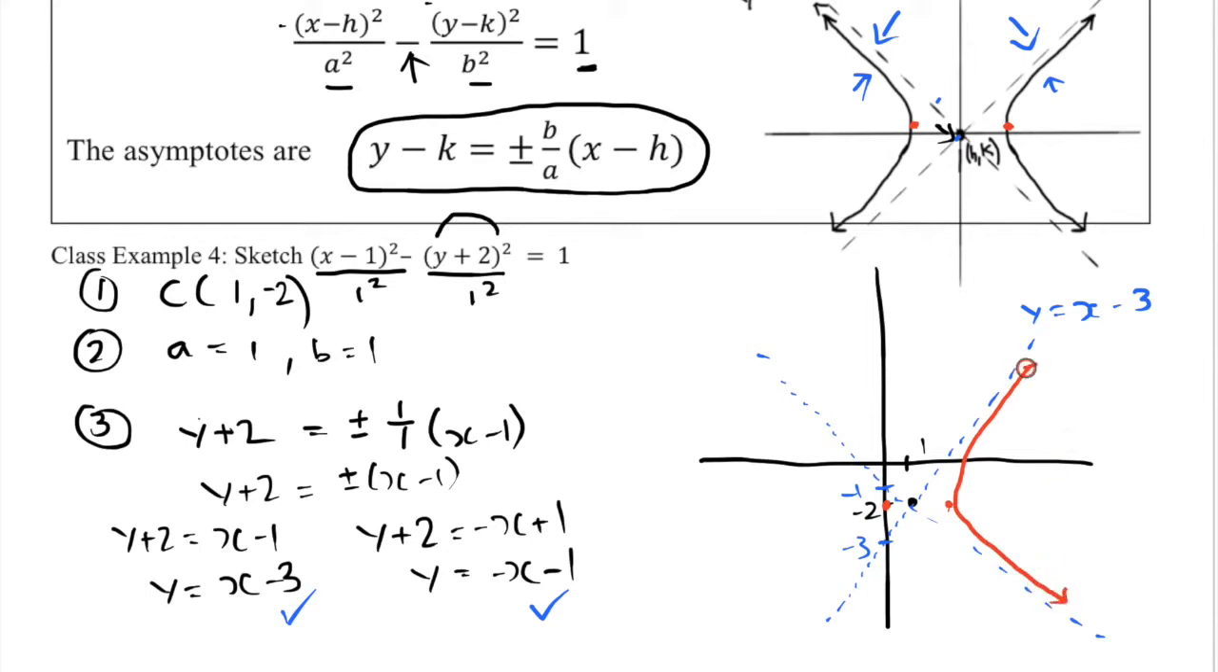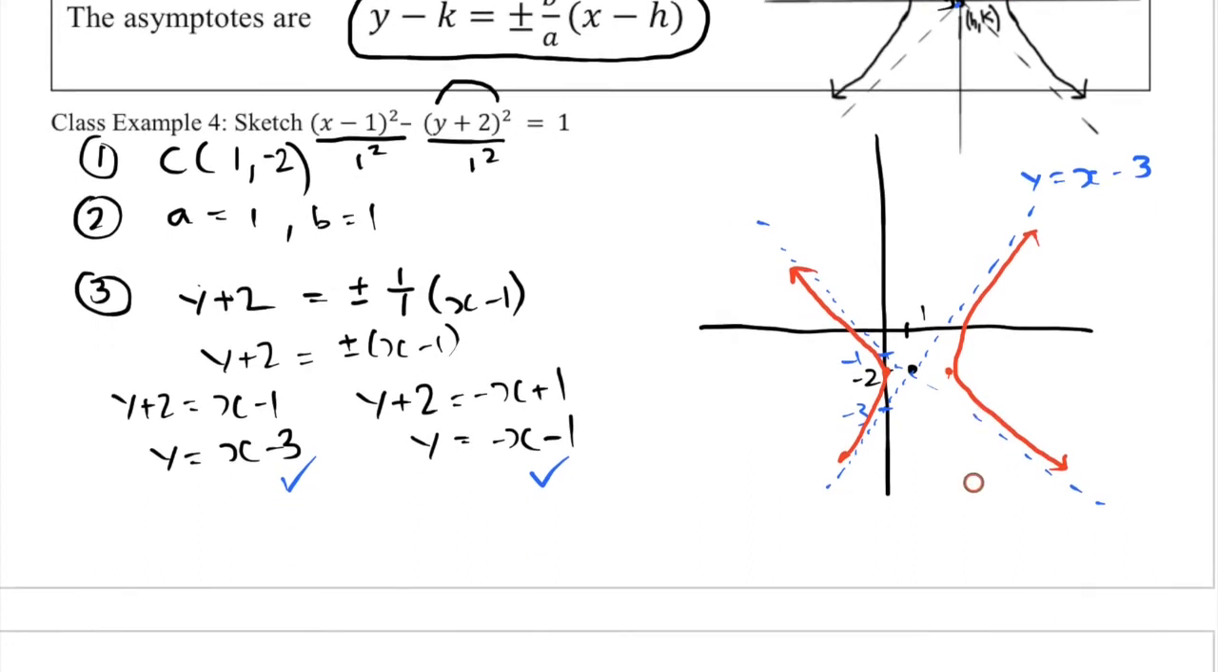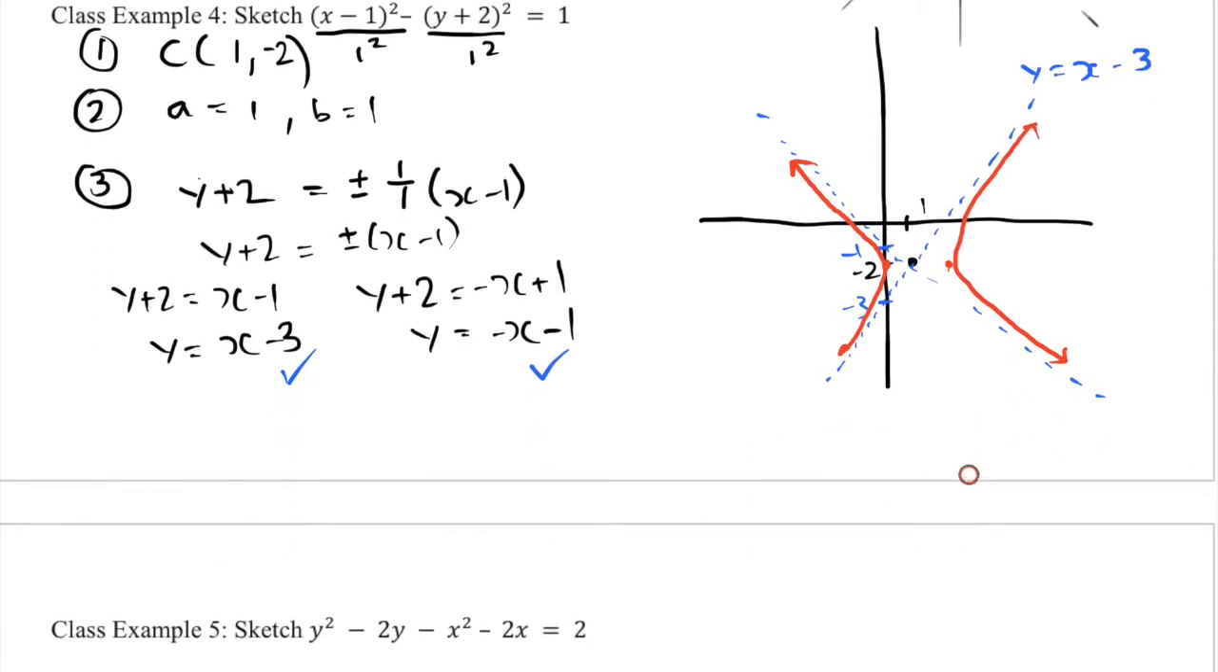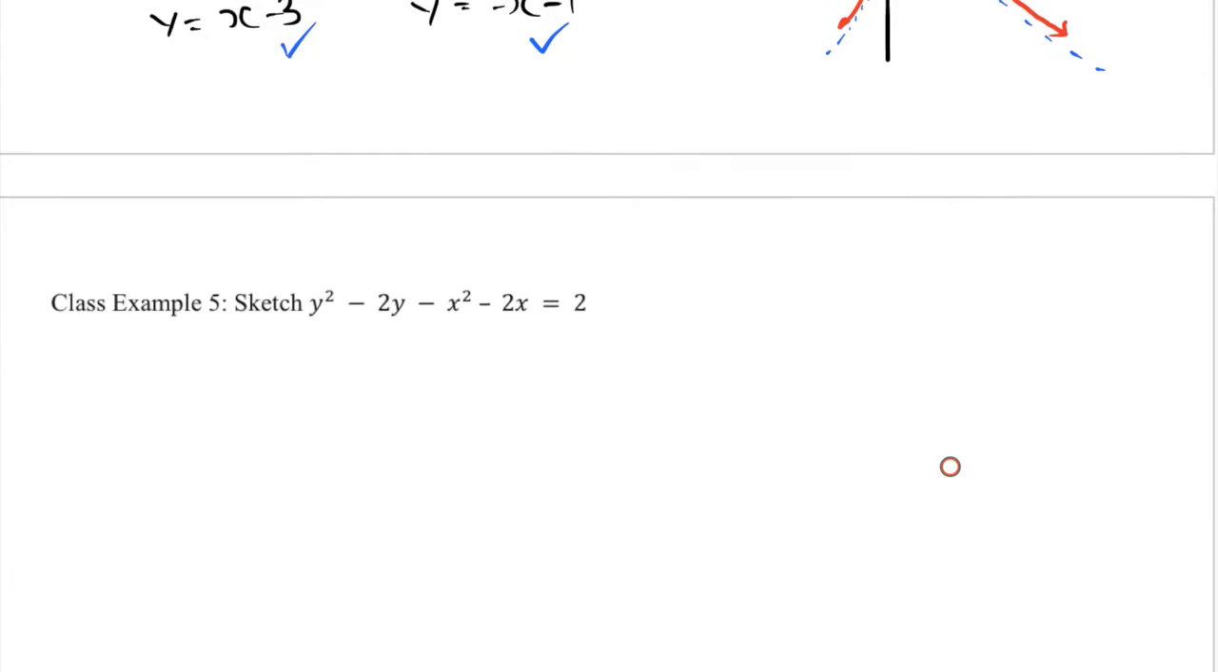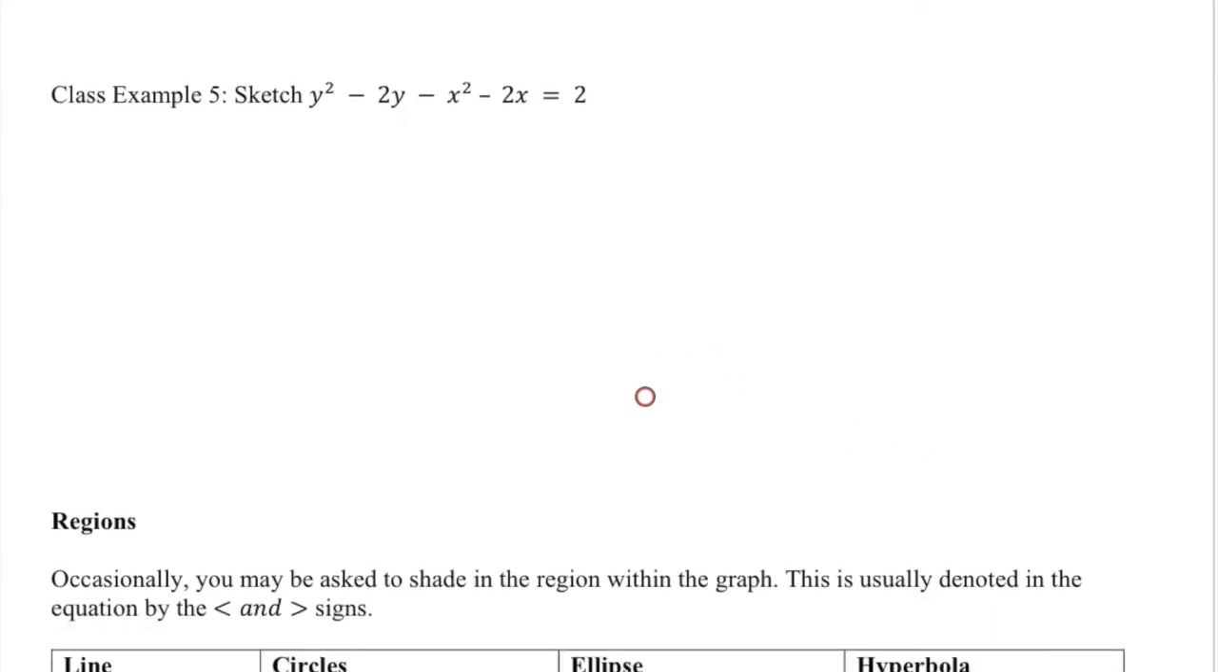You can put an arrow if you want. And just sketch it. Just make sure your graph never touches the asymptotes, because that's what an asymptote is for. Right. So not a good looking graph, but you should be able to sketch it perfectly in your books. Right. So that's it for class example 4, and the last class example for today's video.